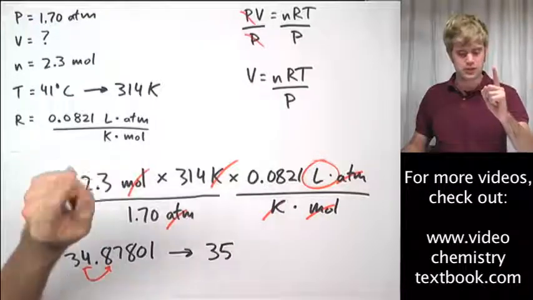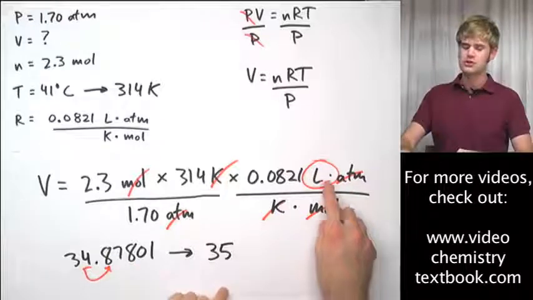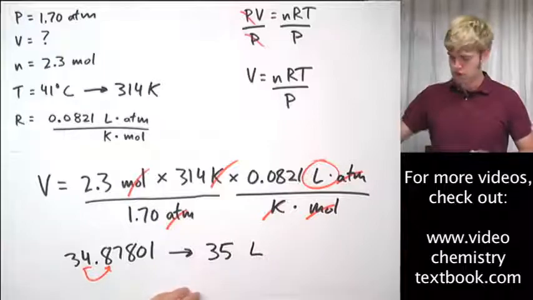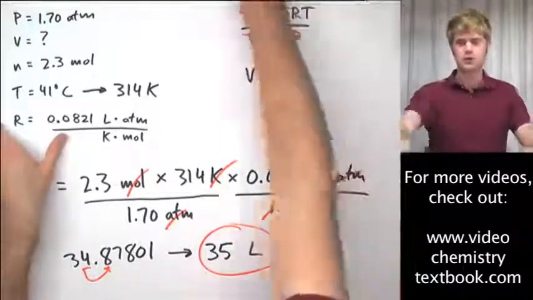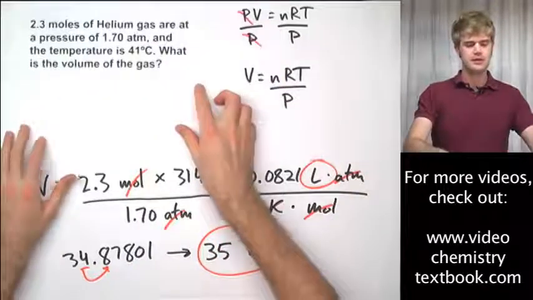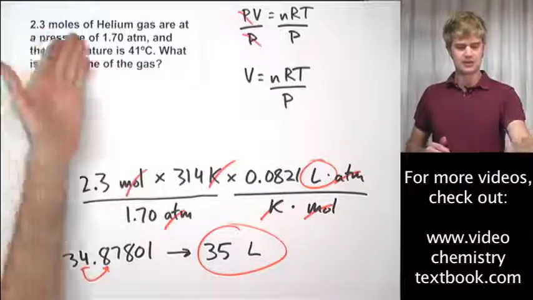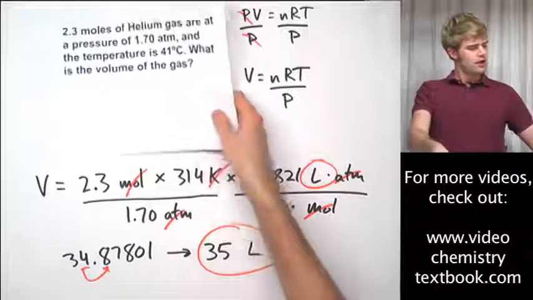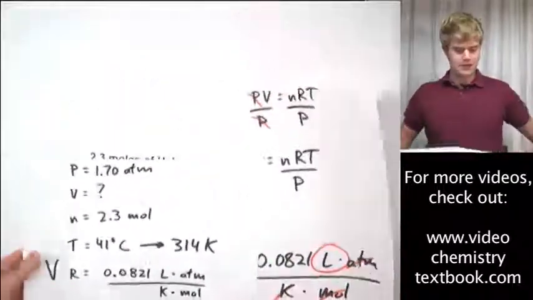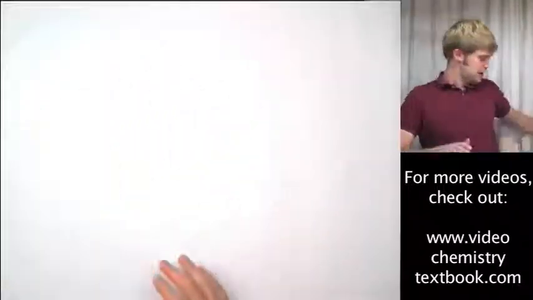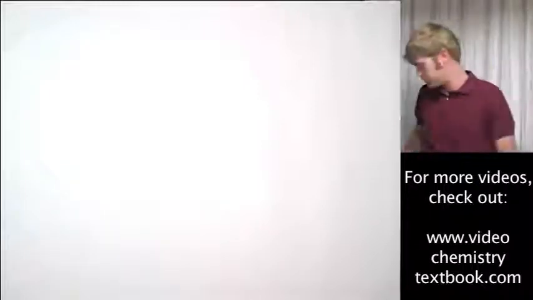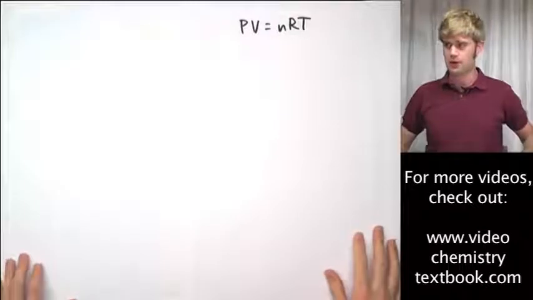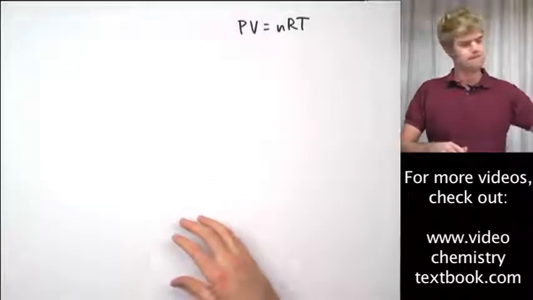And what are my units? I know what my units are. My units are liters because everything else here canceled out. So 35 liters is the volume of the gas under these conditions. Okay? Let's take a look now at what happens when R is on the bottom of the fraction. So we'll do a similar problem, but I'll show you how to deal with R in this situation, okay?